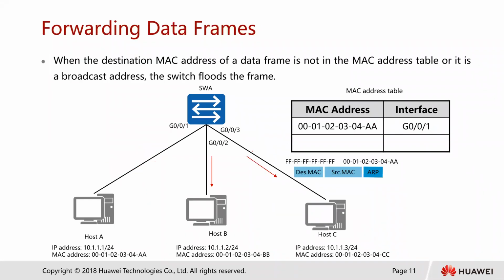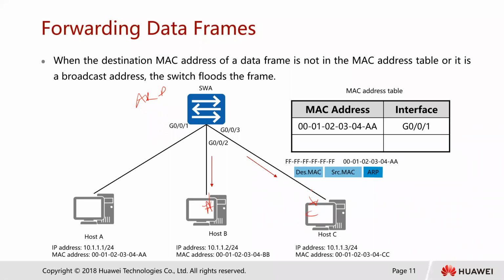When the destination MAC address of the data frame is not in the MAC address table, or it is a broadcast address, the switch floods the frame. So if it is an ARP, it's in broadcast mode, or if the MAC address is not in the table, the switch will flood the packet. It will send it to other hosts, on other interfaces. So host B will receive it and host C will receive it.